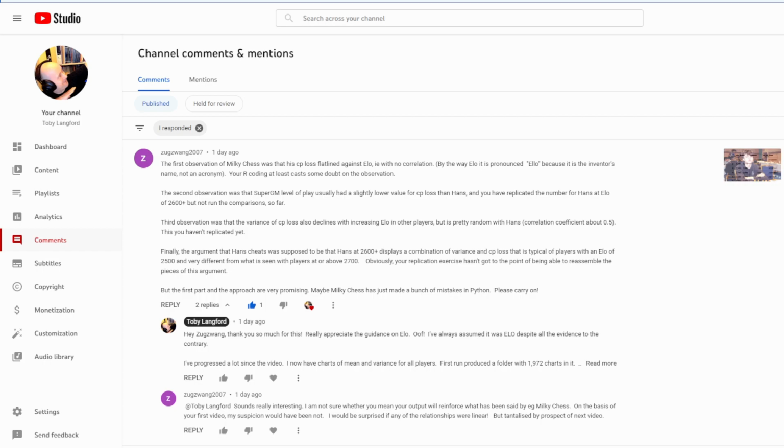The second observation was that Super GM level of play usually had a slightly lower value for CP loss than Hans, and you have replicated the number for Hans at ELO of 2600. Third observation was that the variance of CP loss also declines with increasing ELO in other players, but is pretty random with Hans. This you have not replicated yet.